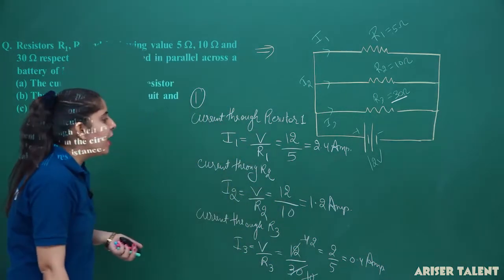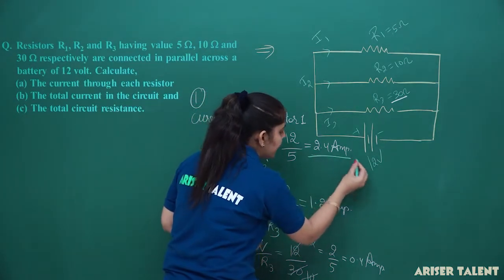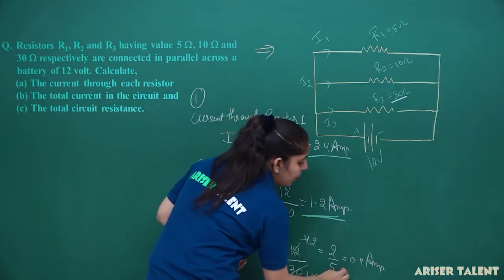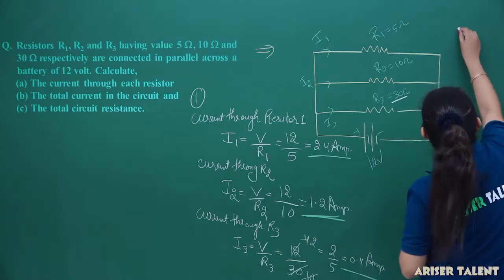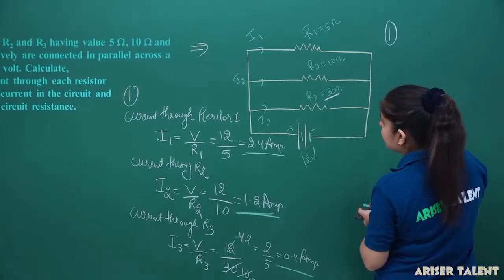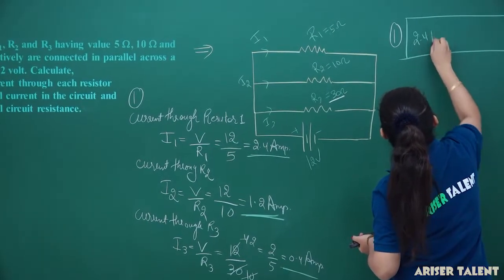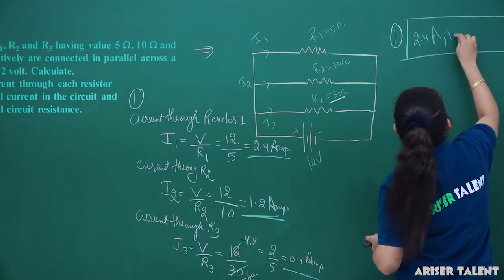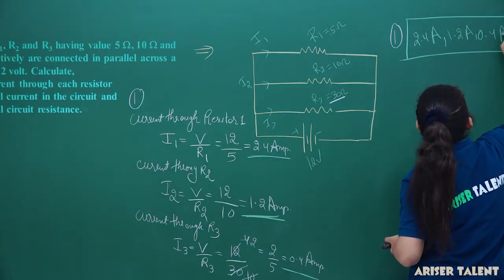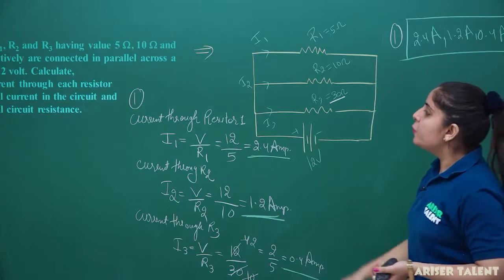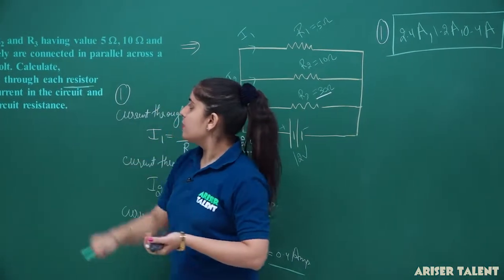So you have seen that we have calculated the three values of the current because the three resistors are provided here, 2.4, 1.2 and 0.4. So the first part has three answers, that is 2.4 ampere, 1.2 ampere and 0.4 ampere. So these are the values of the current through each resistor. So we have calculated the current through each resistor.